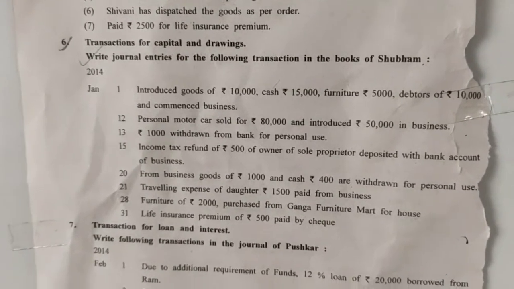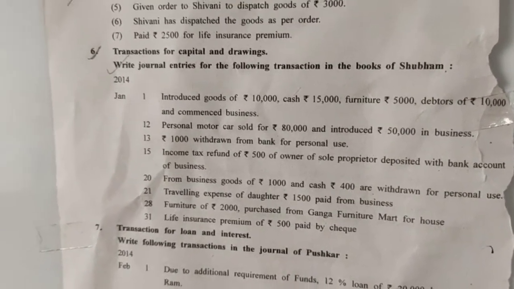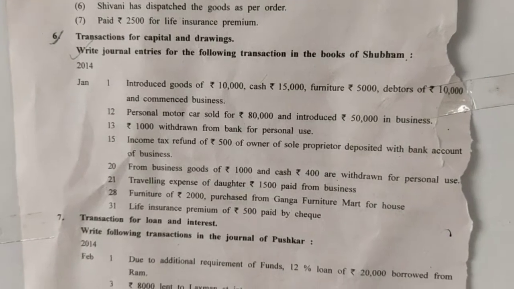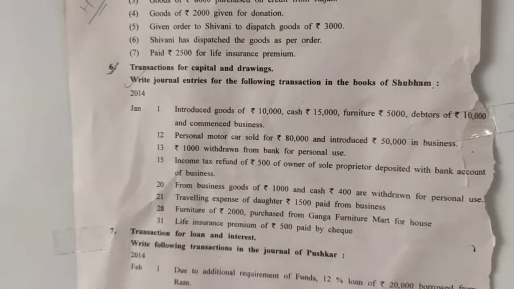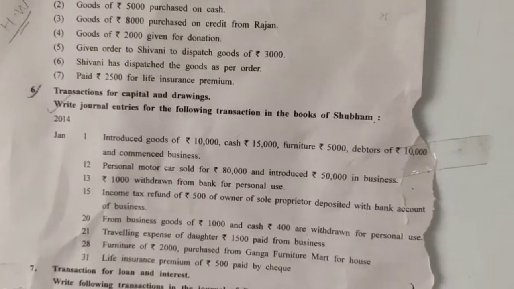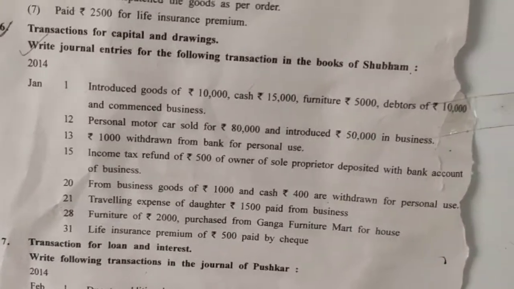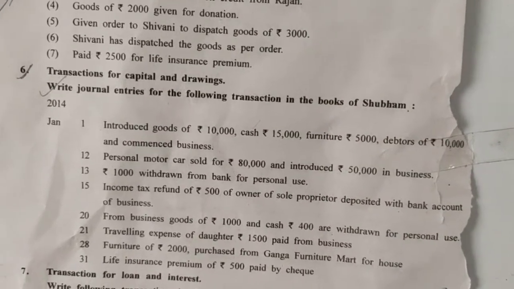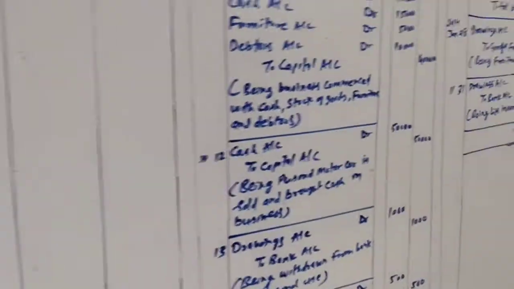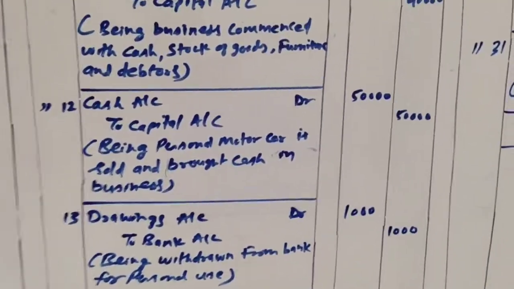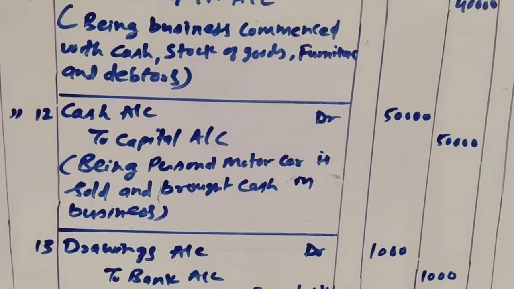Personal motor car sold for 80,000, but how much amount is introduced to business? 50,000. So you will consider it as capital, but how much? 50,000. Owner is bringing 50,000 rupees to the business, and we know when owner brings any amount to the business, cash account is debited and capital account is credited. So this is the entry here: cash account debit to capital account 50,000 and 50,000.